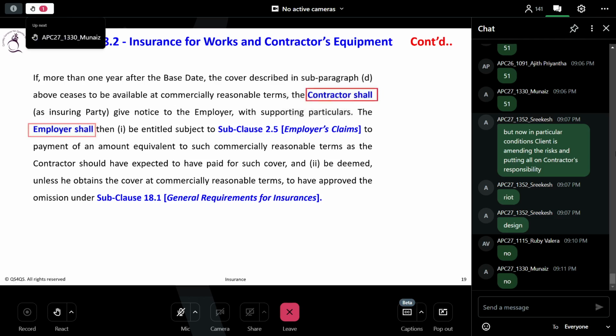One party is going to insure until the time which is mentioned in the conditions of contract. It can be the taking-over certificate. If not mentioned in the contract, the contractor will do the insurance. And there are exclusions, 17.3 plus, they have given the exclusion under subclause E.